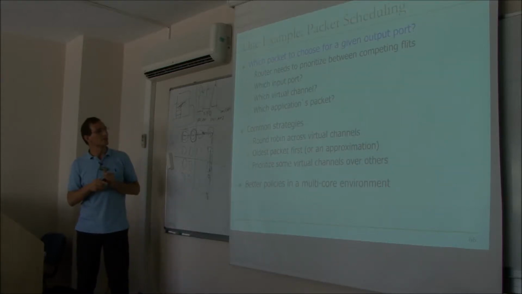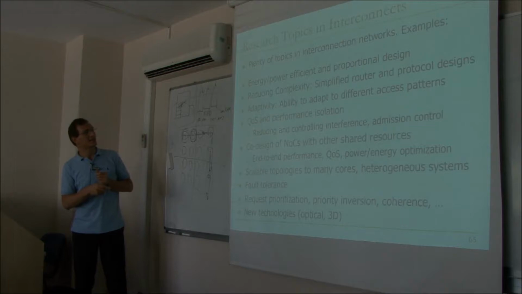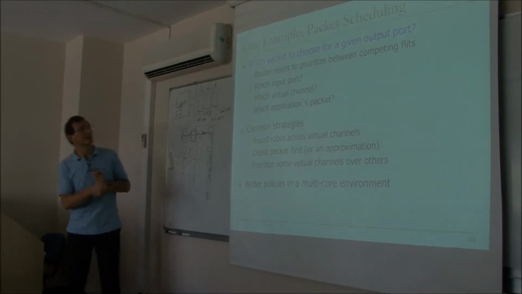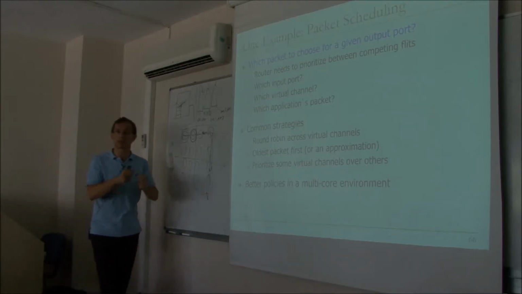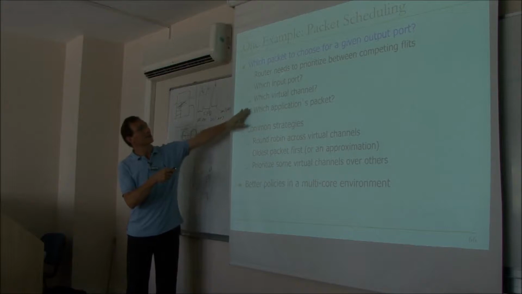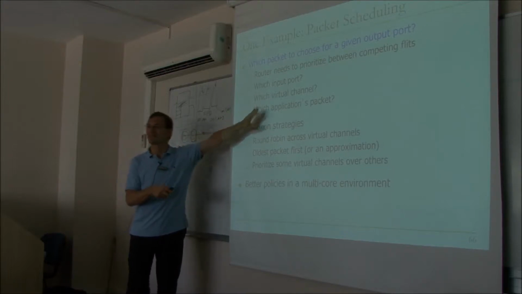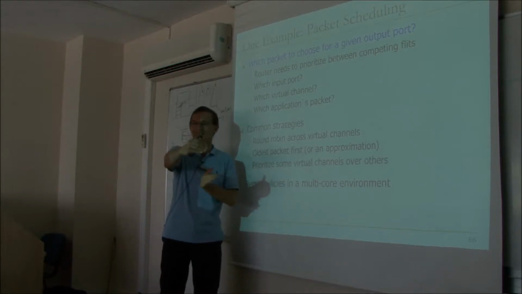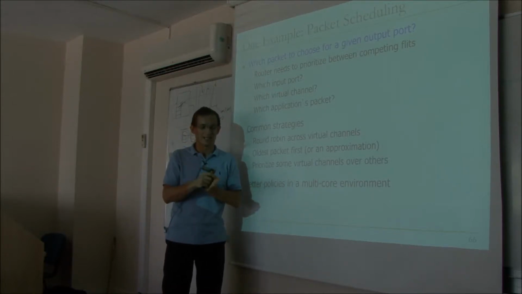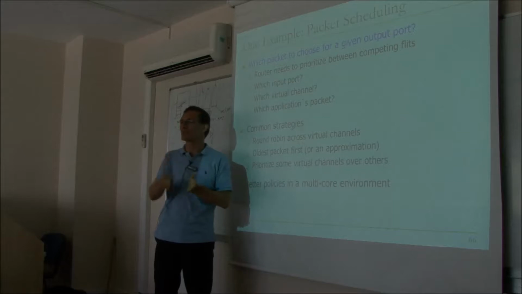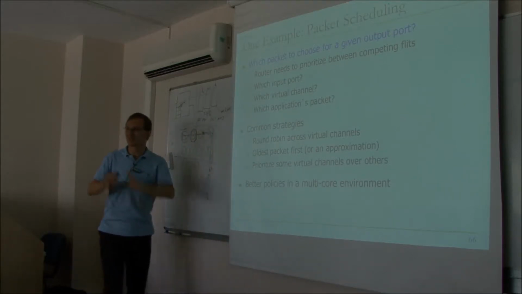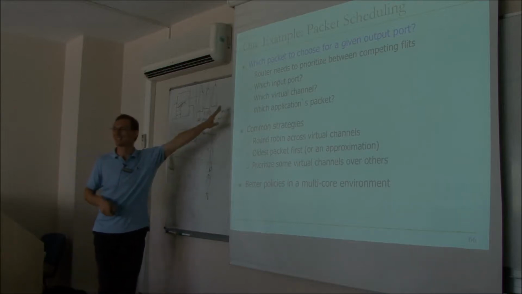So one example, I think, if we pick one of them here, is packet scheduling. If we have time, we'll talk about this also. Which packet do you choose for a given output port? Basically, a router needs to prioritize between competing flits. Flit is another terminology that people have developed. Basically, you don't transmit packets in many interconnects, but you divide the packet into smaller chunks, flits, and you transmit those. Actually, there's a little bit more over there, but that's okay. We can keep this abstraction.